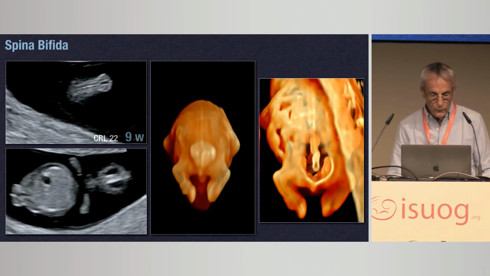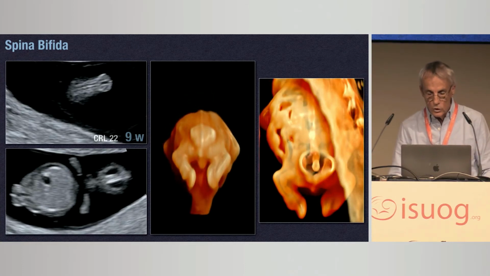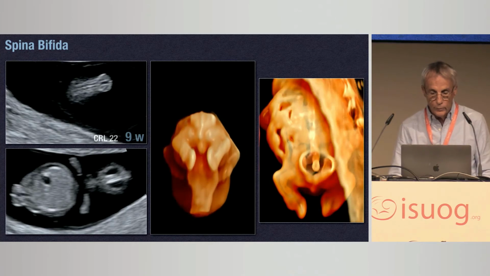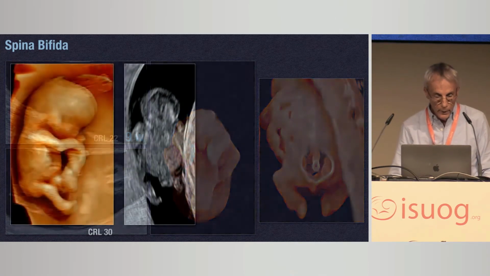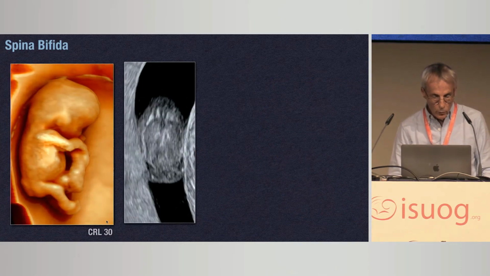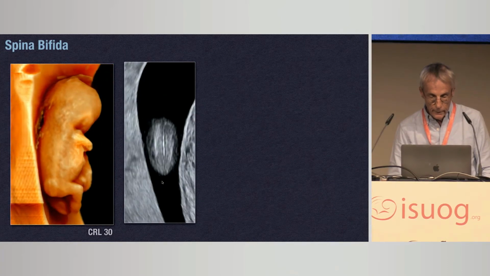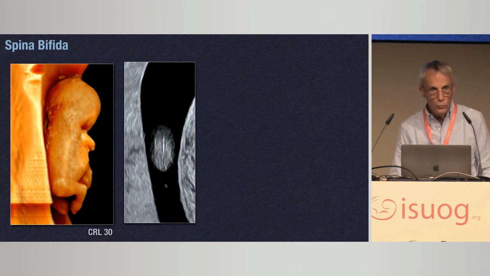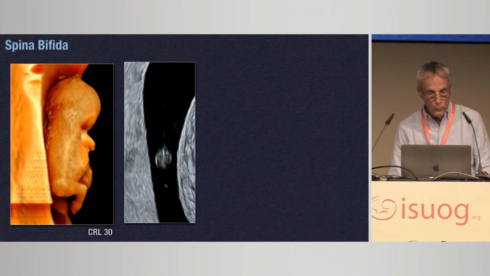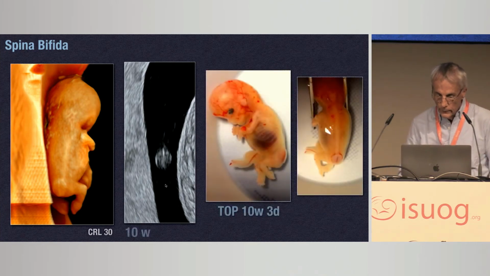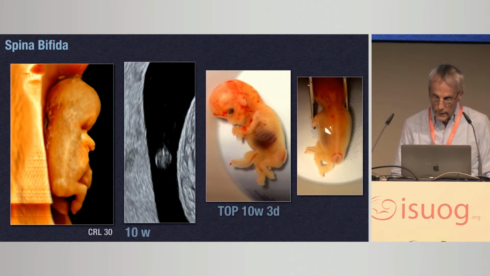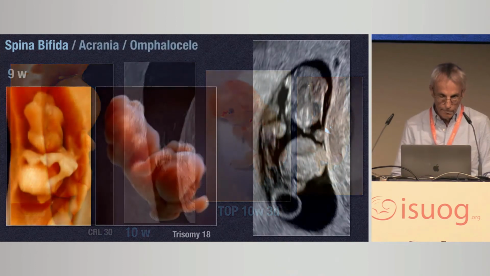And because it's quite severe, she asked for termination of pregnancy, but we did a checkup 1 week later, and this was a checkup made 1 week later. And you can see the spina bifida, but it was more difficult to see it at 10 weeks of pregnancy than at 9 weeks of pregnancy because the size of the spina bifida was the same, but there was a growth of the embryo. And this was this case after termination of pregnancy.